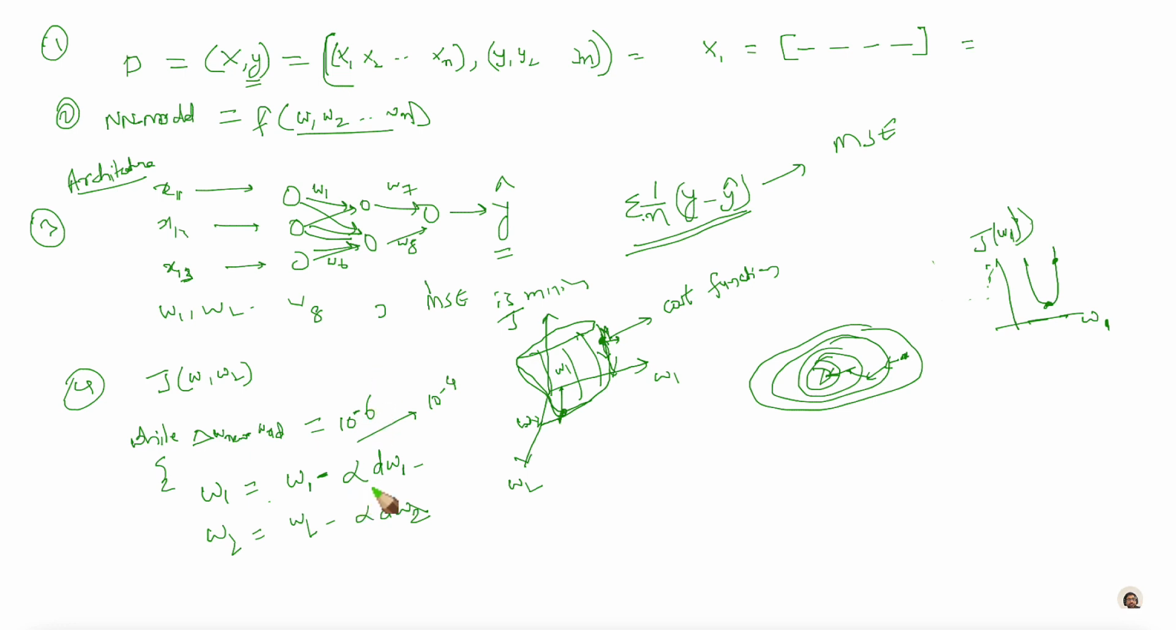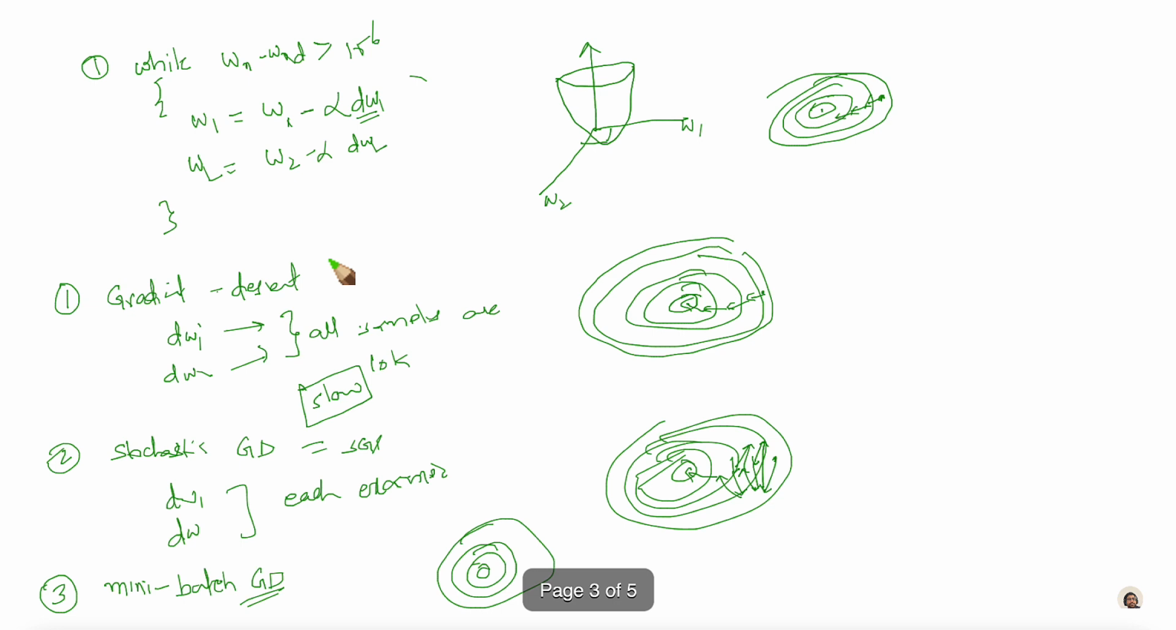So how do we go about doing this? We will look into that now. For example, you can compute DW1. How do you compute DW1? You can go through all of the examples. For example, if your sample has 10,000 examples, then you will go through all of the examples, compute the difference between y and y hat, and average it out, and then propagate back, right?